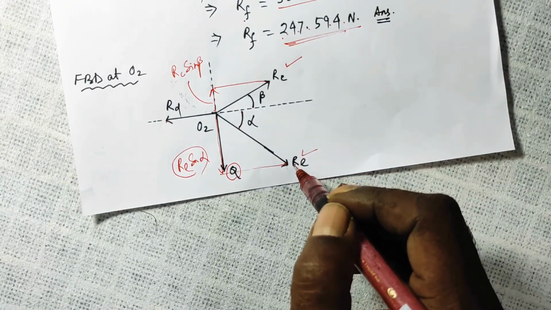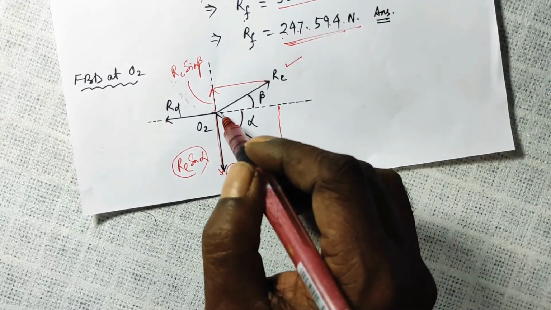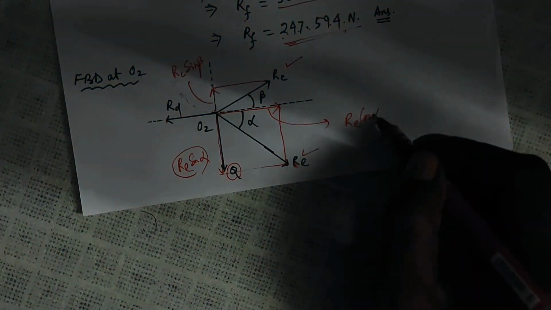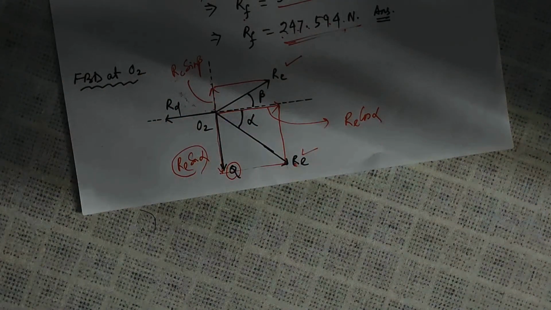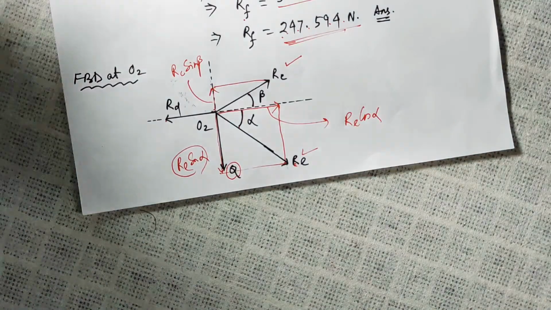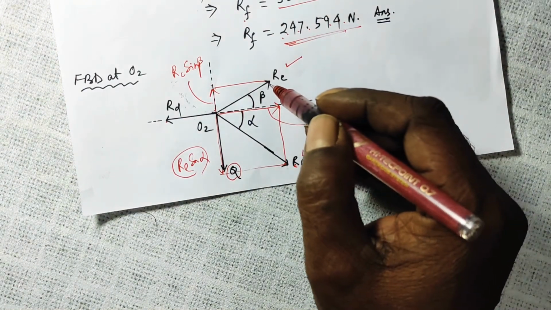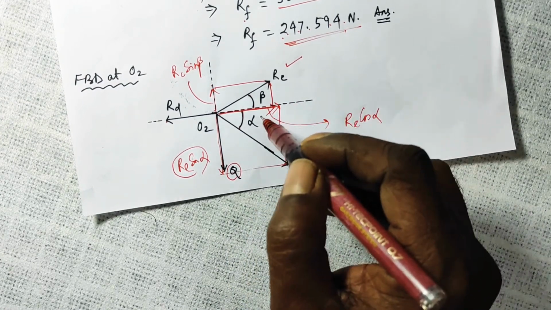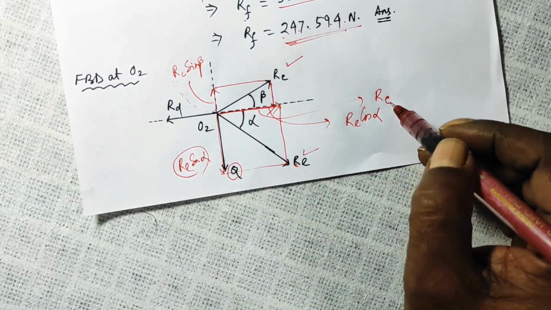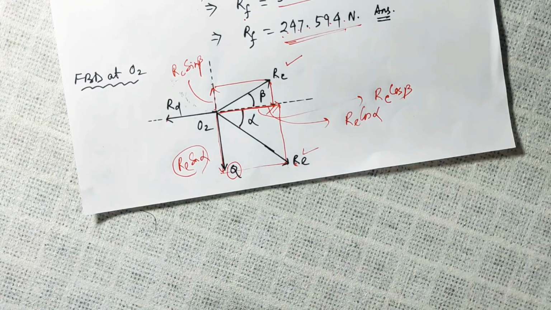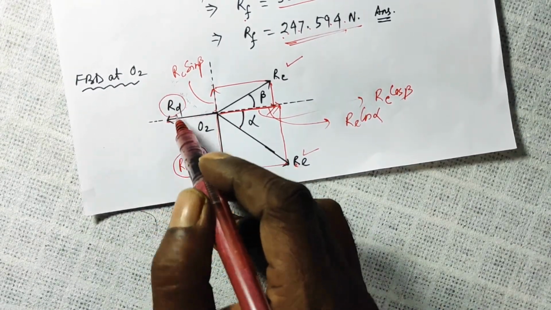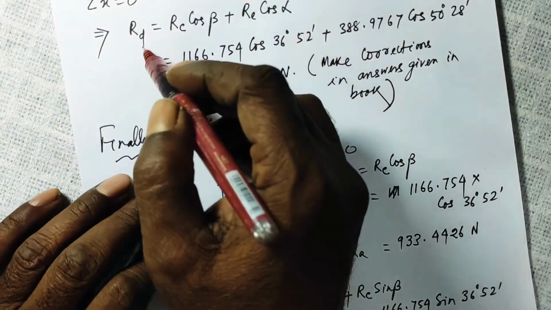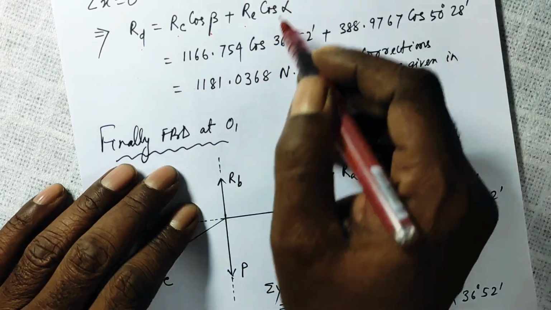Now the x component of RE will be from this point to this point, and how much will that be? It will be RE cos alpha. And the x component of RC will be from here to here, will be your RC cos beta. Both are in the same direction, so that will be opposed by RD to make sigma x is equal to 0. So RD is equal to RC cos beta plus RE cos alpha.